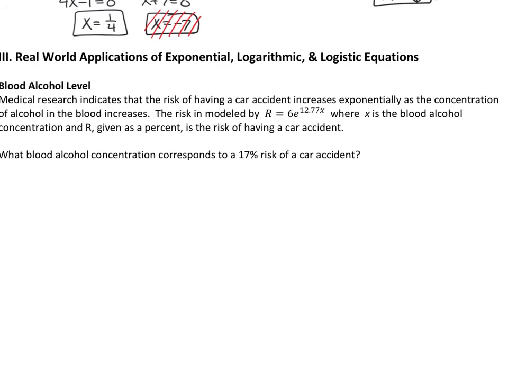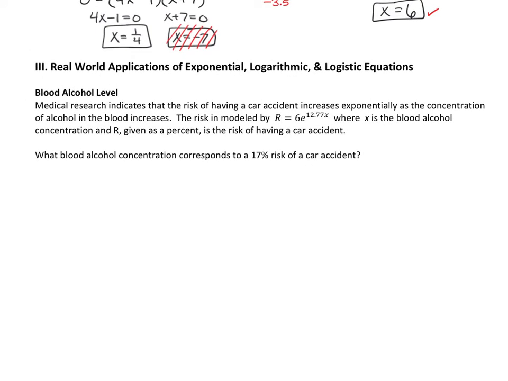Medical research indicates that the risk of having a car accident increases exponentially as the concentration of alcohol in the blood increases. Okay, we know this, right? We know enough about science. The risk is modeled by this equation. So the doctors have come up with this equation to represent the risk R associated with higher blood alcohol content, where X is the BAC of a certain person and R, given as a percent, is the risk of having a car accident. The question here says, what blood alcohol concentration corresponds to a 17% risk of a car accident?